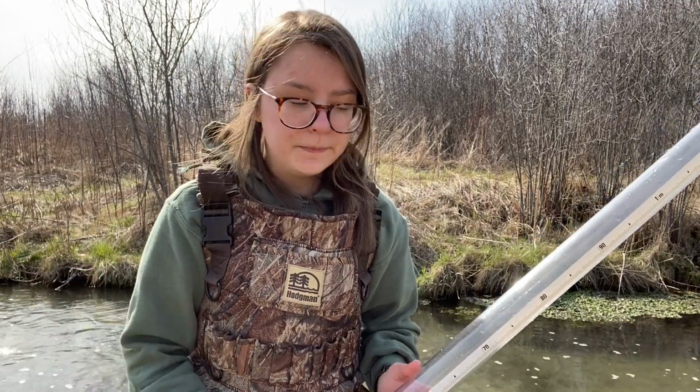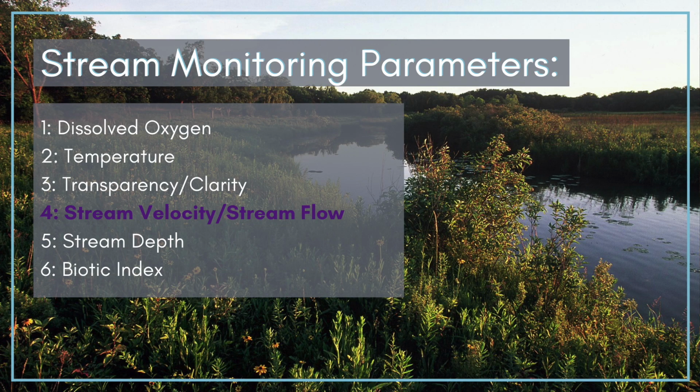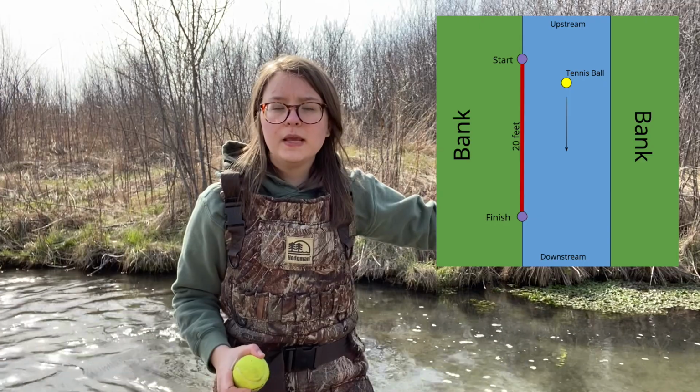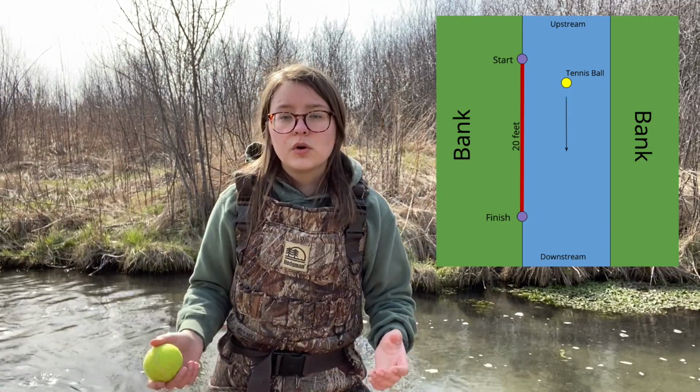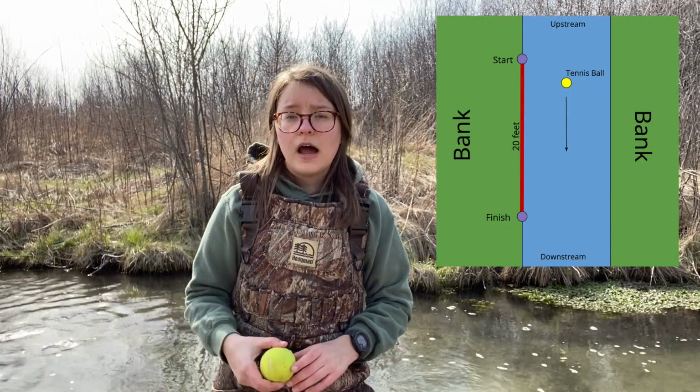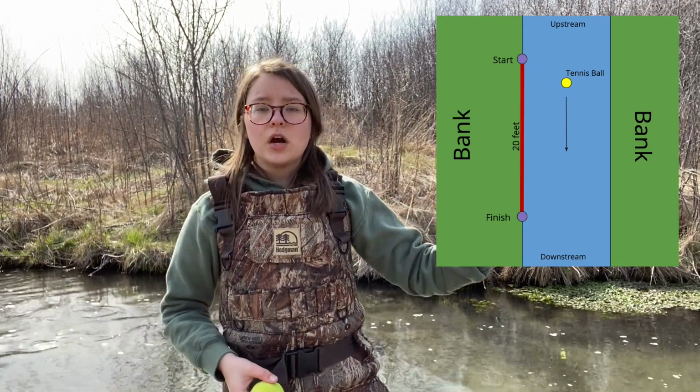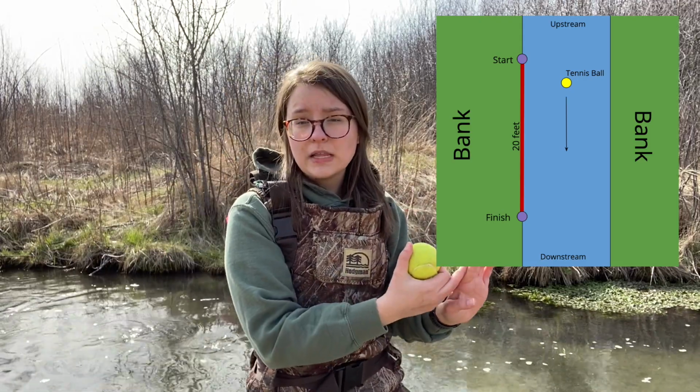The fourth parameter we will measure is the stream velocity, also known as the stream flow. This is basically how fast the creek is moving. To do this, I have set up a 20-foot length along this bank behind me. So in order to do this, I have a tennis ball. I'll use the tennis ball and throw it at my first flag, which is my start. I'll start my stopwatch when that happens.